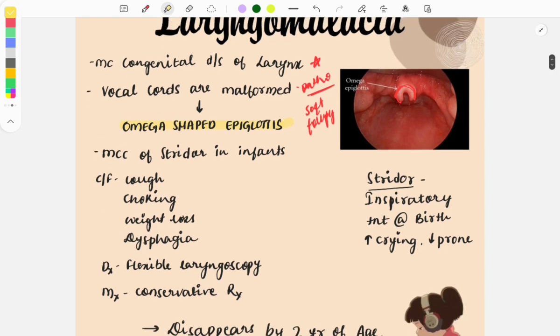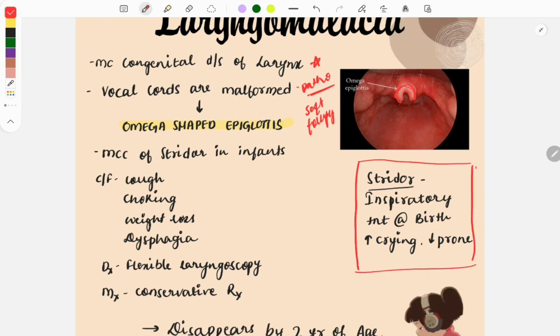So this laryngomalacia, along with the most common congenital disease, is also the most common cause of stridor in the infant. So which type of stridor can be seen in this laryngomalacia? It is the inspiratory stridor, and this stridor is present at the birth.